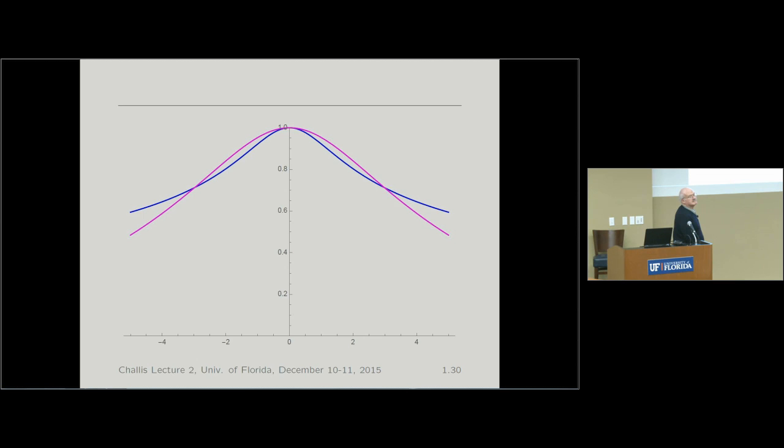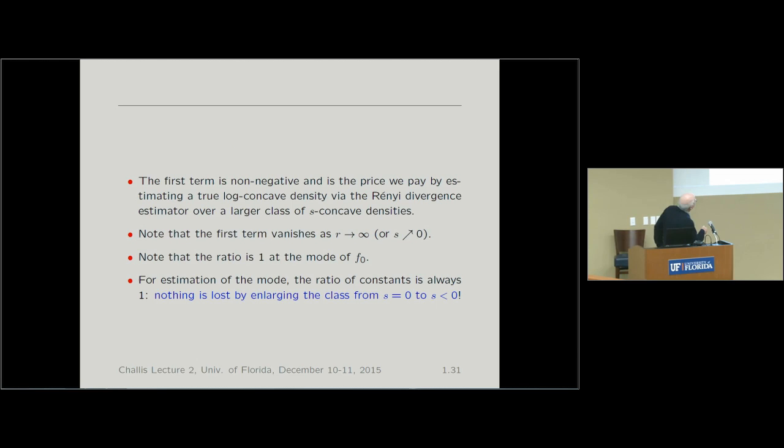And, well, we're losing something, but not a huge amount by using the s-concave when the log-concave is really true. And, in fact, for estimating the mode, well, the first term is non-negative, it is the price we pay for estimating this guy. It vanishes as r goes to infinity or s goes to 0. That's in the right spirit.